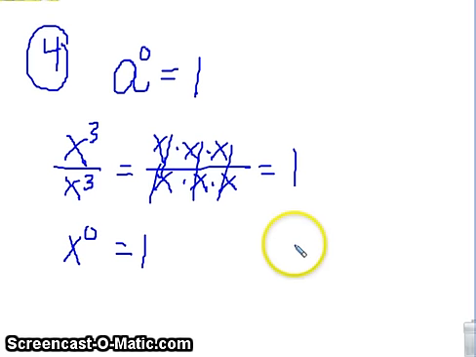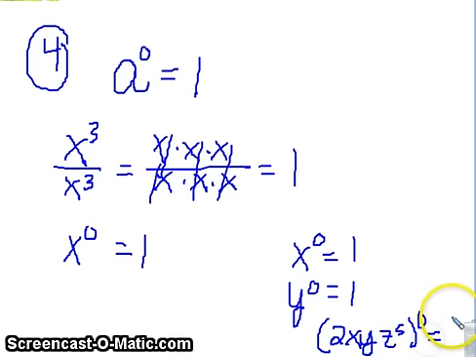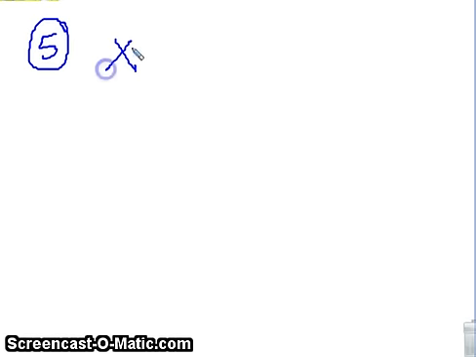If I have x to the 0, it equals 1. If I have y to the 0, it equals 1. If I have 2x, y, z to the 5th, all raised to the 0 power, it equals 1. The 5th rule is that x to the negative n is equal to 1 over x to the n.